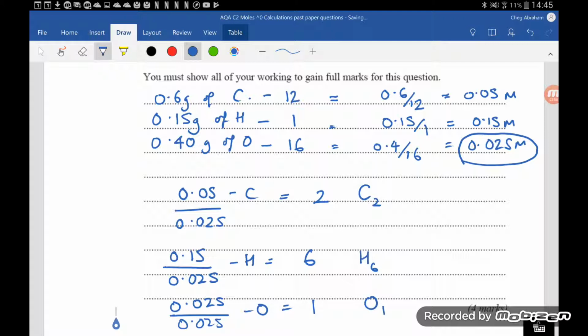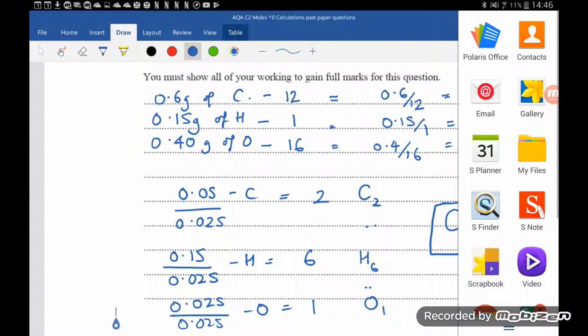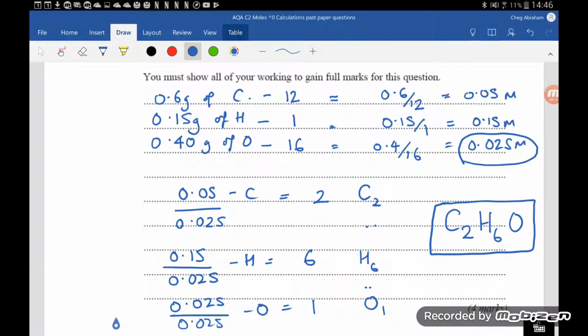So the empirical formula is 2 carbons to 6 hydrogens to 1 oxygen, and so it would look like this: C2H6O. And that is the empirical formula as discovered by finding the molar ratios from the masses that they've given you and then calculating it on.